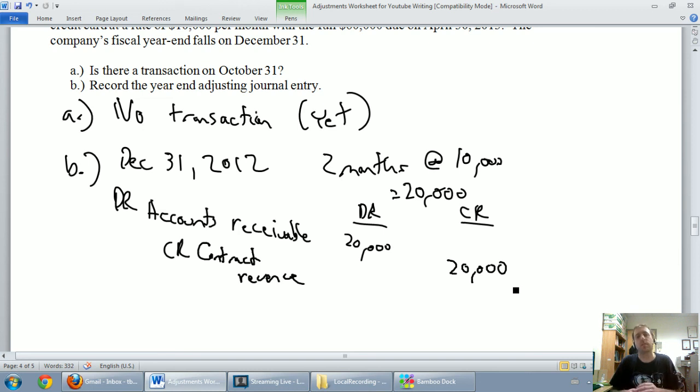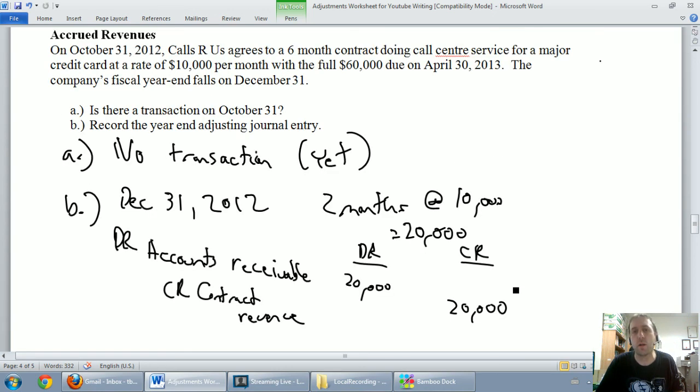This is an adjusting journal entry, and remember why. It's our fiscal year end, but we're not transacting with our credit card client, right? We're not calling them and saying, hey, just reminding you, you owe us $20,000. We're not worried about our money until April 30th. On April 30th, we'll have a transaction. On our fiscal year end, we have an adjustment, and that's what makes it a special entry.